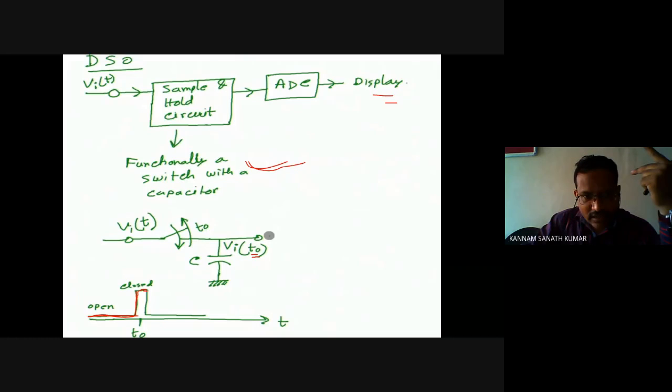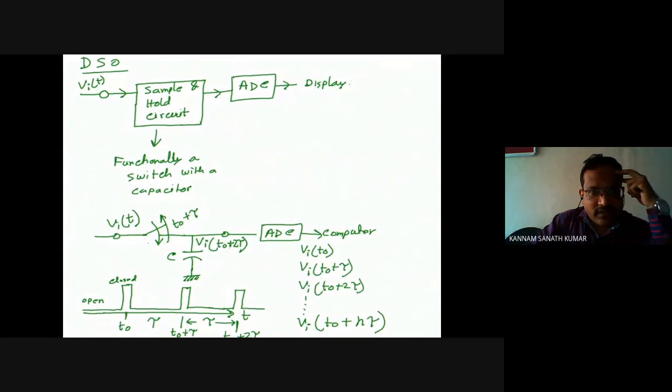After that you open the switch, so it comes to the open state again and the capacitor discharges. Then again you close the switch for time duration tau, at t naught plus tau, and again at t naught plus 2 tau. Every time you close the switch you get a different voltage, so you get a pulse. That means Vi of t naught, Vi of t naught plus tau, Vi of t naught plus 2 tau, and so on, up to Vi of t naught plus n tau after n times. This is the mechanism of a sample and hold circuit.